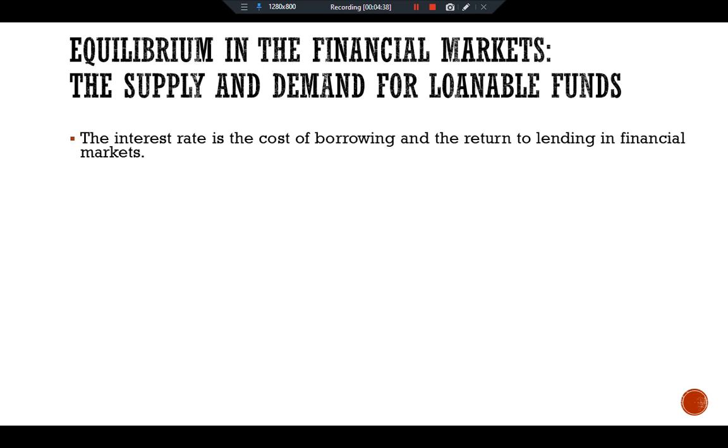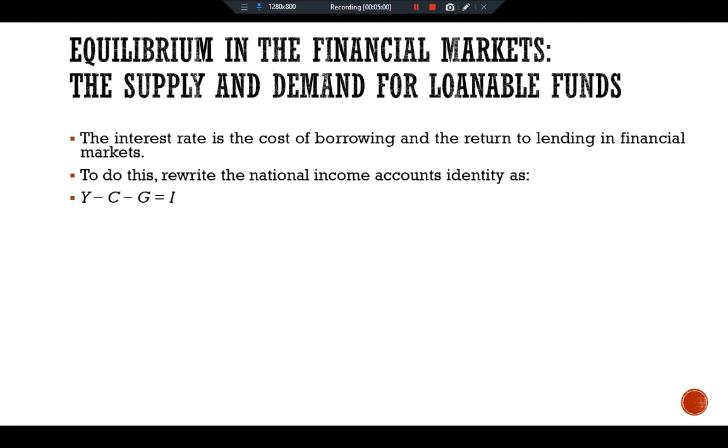Okay, the interest rate is the cost of borrowing and the return to lending in the financial market. We can better understand the role of interest in the economy by thinking about the financial market. To do this, rewrite the national income accounts identity as Y - C - G = I.